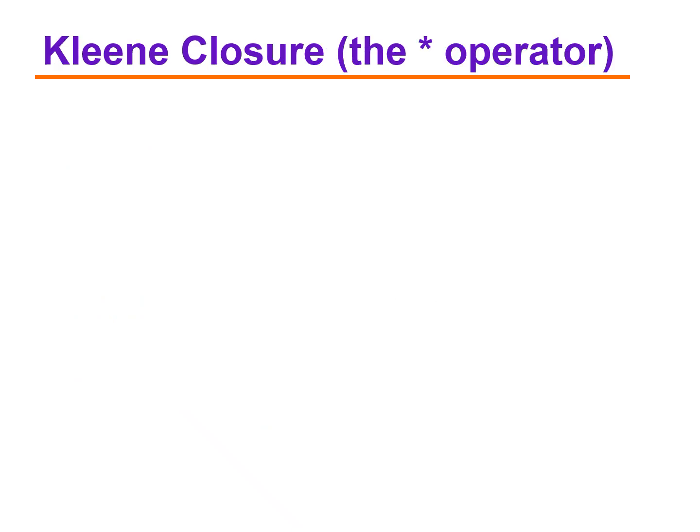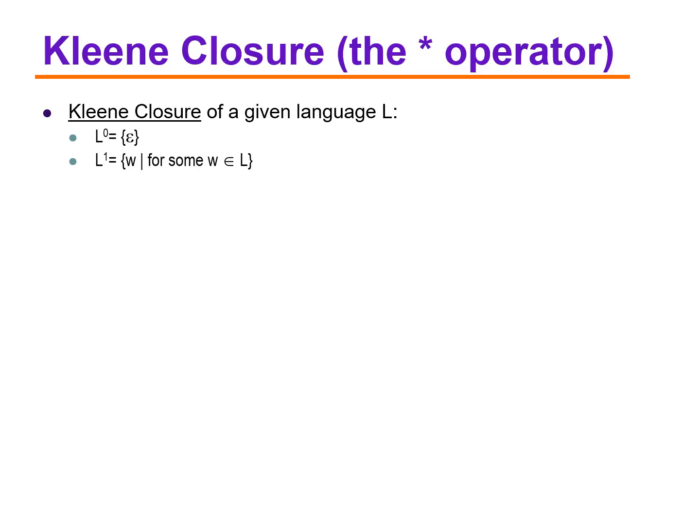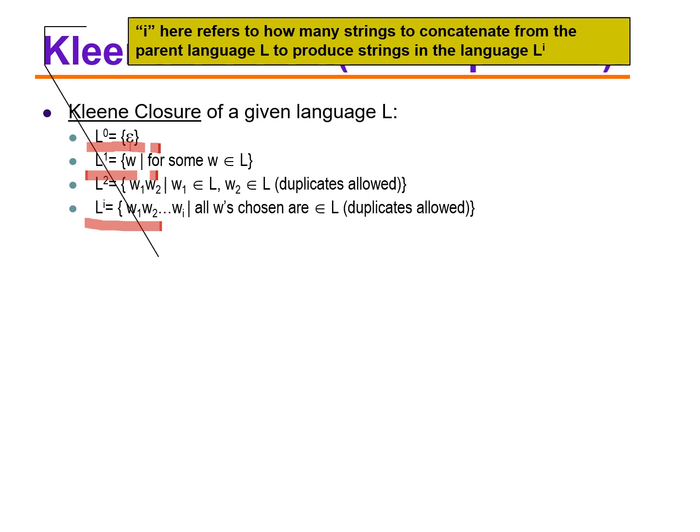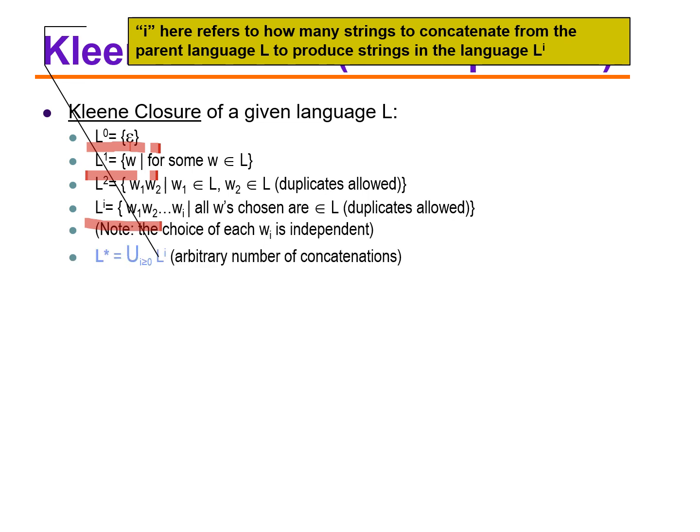And the next operator is the Kleene closure operator, to which we give a star. When we use 0, it is the empty string. When we use 1, it is one occurrence of the string. The power denotes how many times we are concatenating that string. So here L of i represents how many strings to concatenate from the parent language. So it is the union of L of i, an arbitrary number of concatenations.